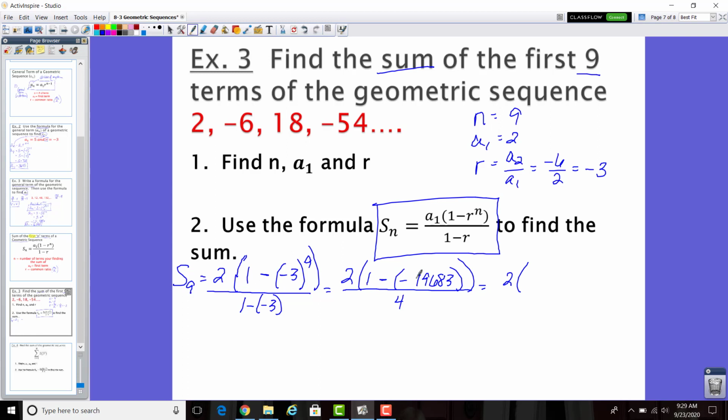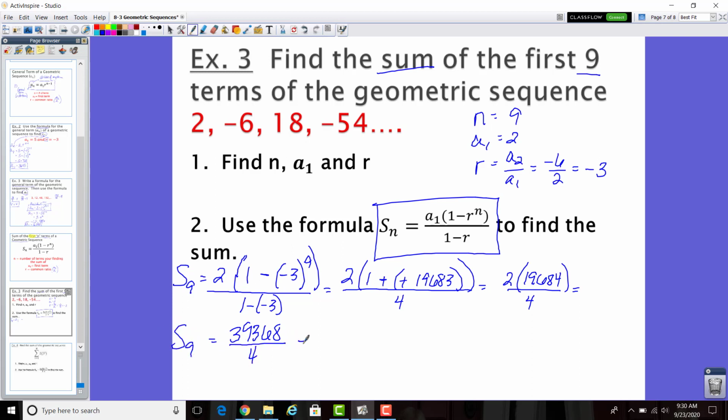So inside here, when I'm subtracting a negative, I can add the opposite. That's going to give me 2 times 19,684. That's going to be divided by 4. 2 times 19,684 is 39,368. And then I can divide that by 4.